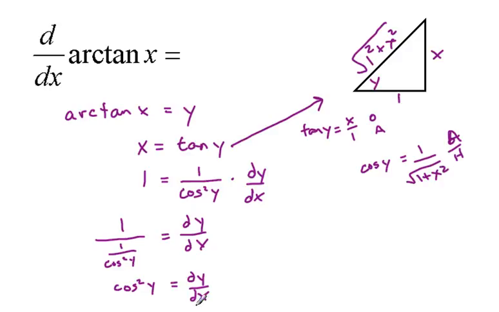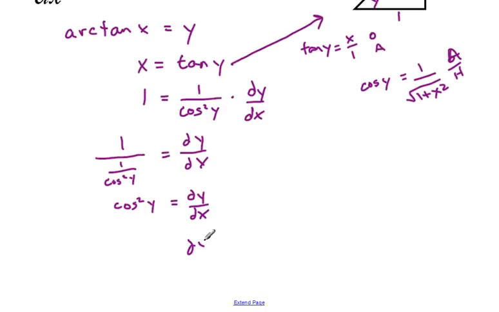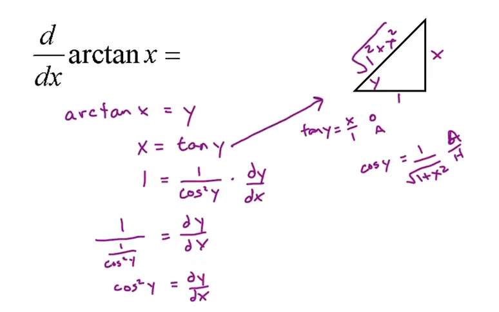Now in this case, I'm not just interested in cosine y, I want cosine squared y. So I'm going to square this whole thing, and when I put it in here, I'm going to get that dy dx equals 1 over 1 plus x squared. And that is the derivative of our original function right here. The derivative of arctan of x is 1 over 1 plus x squared.